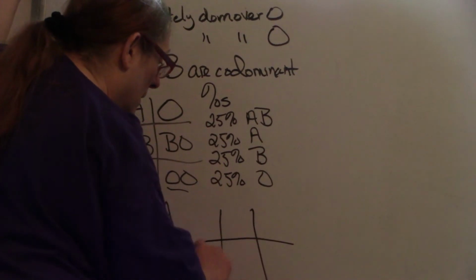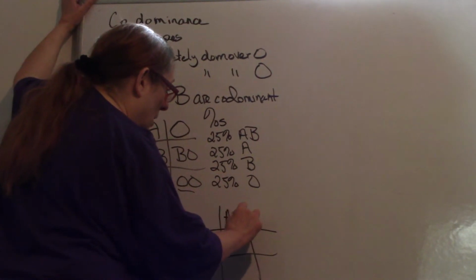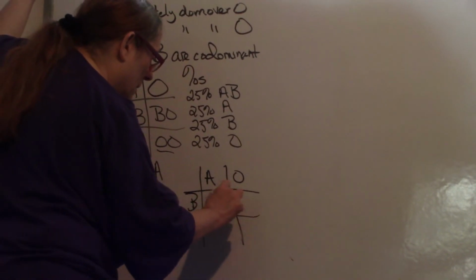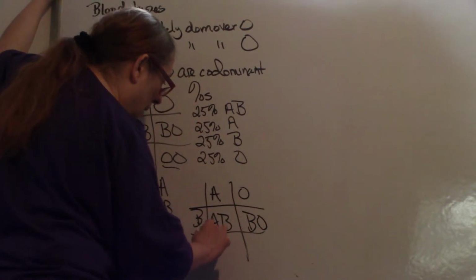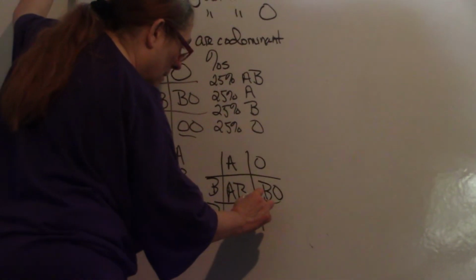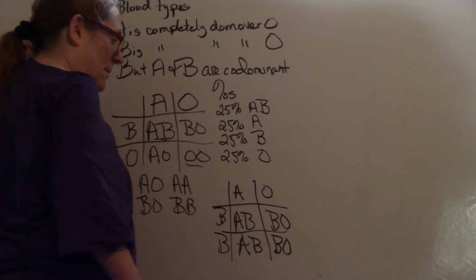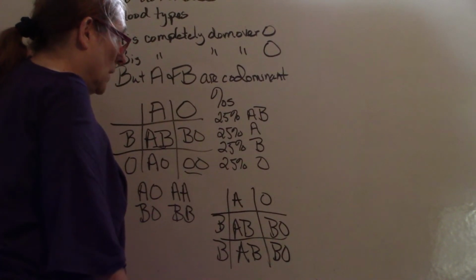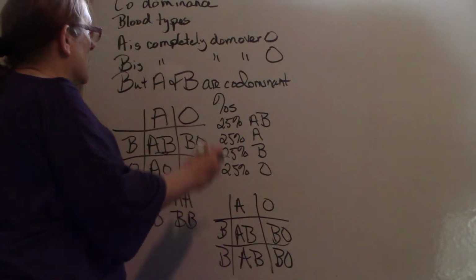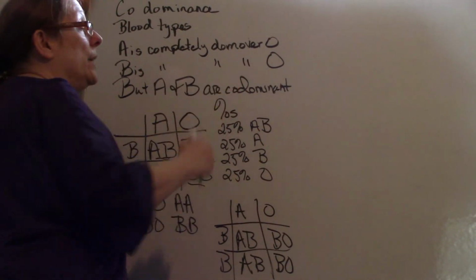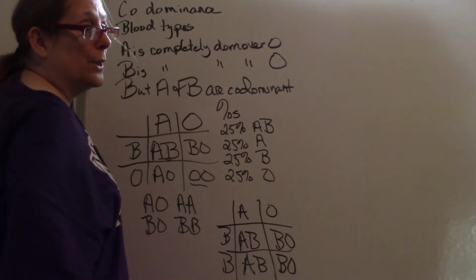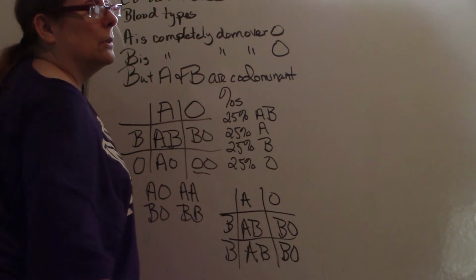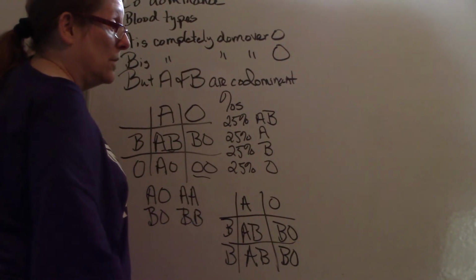But what if we took AO and BB? AB, B, AB, B. So that one is different. Notice, it is different. So you can do all kinds of crosses. You can take any of these. Now, if you take two people that are O, their kids are going to be O, because the only type of allele that is present is O. So no A antigen, no B antigen.